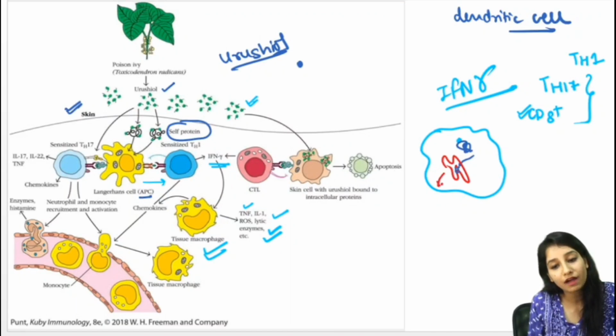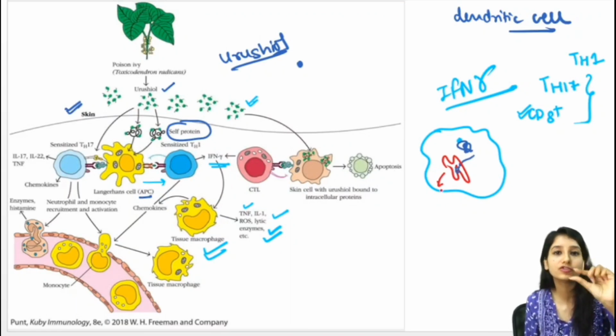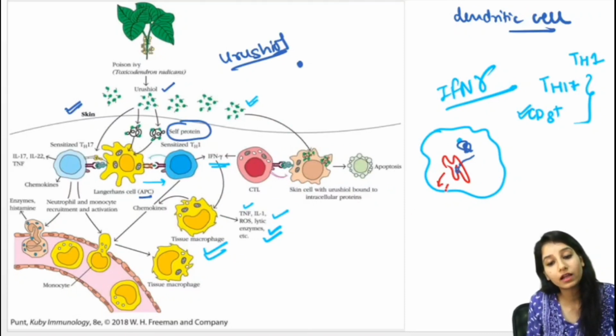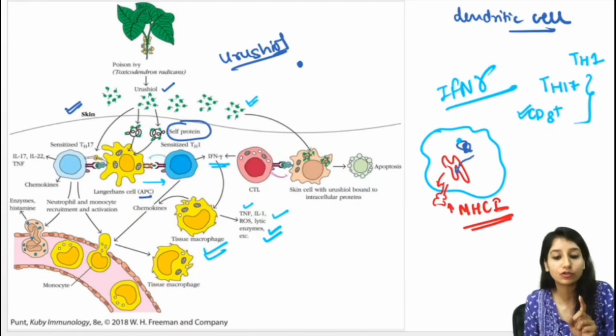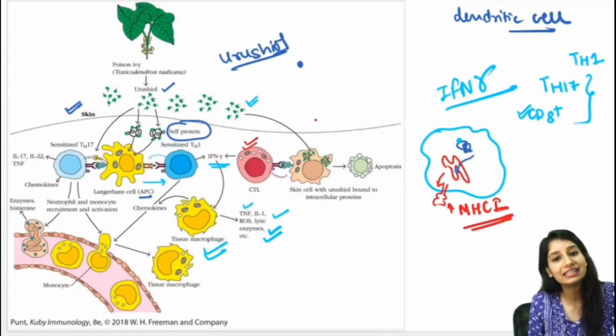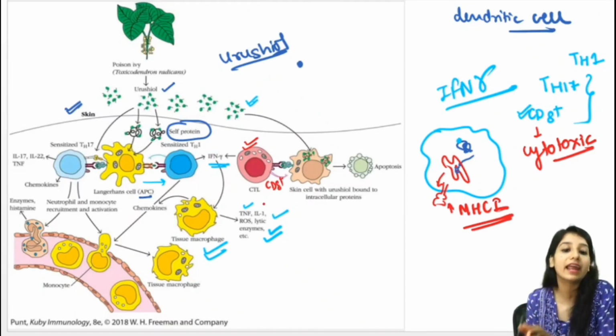After that, the modified peptide and the modified urushiol molecule will be taken up to the cell membrane, and it will be shown to the CD8 positive cell. It will be shown by the MHC1 molecule. In this condition, instead of MHC2, the MHC1 molecule is showing the antigen. And it is showing it to the CTL cell, that is the cytotoxic cell. And in this condition, the co-receptor is also CD8 positive, not CD4 positive.